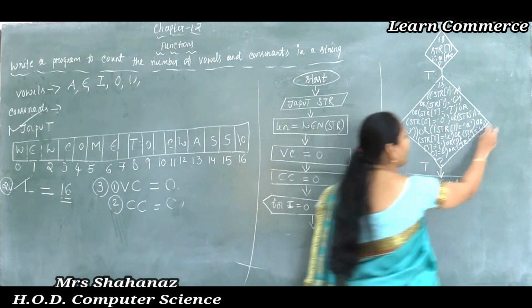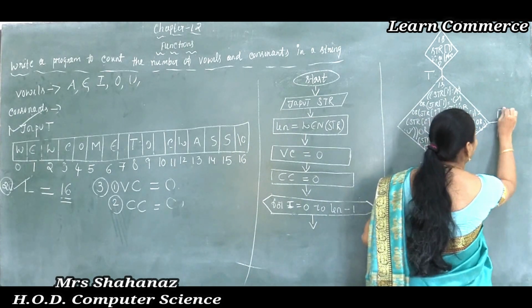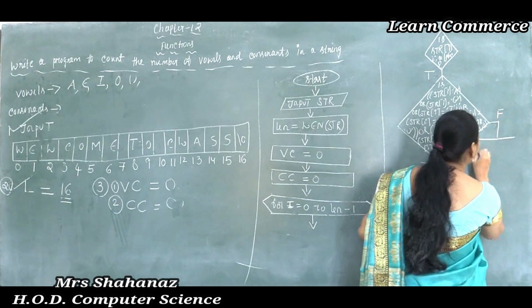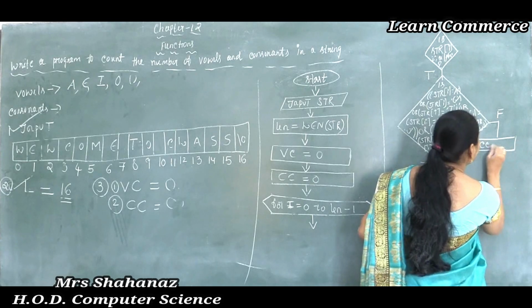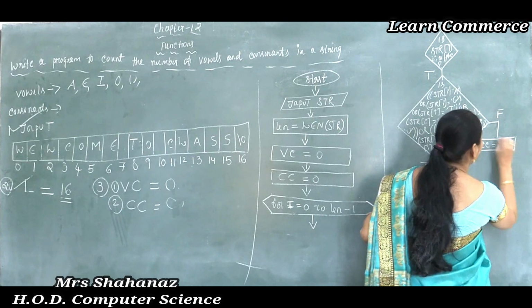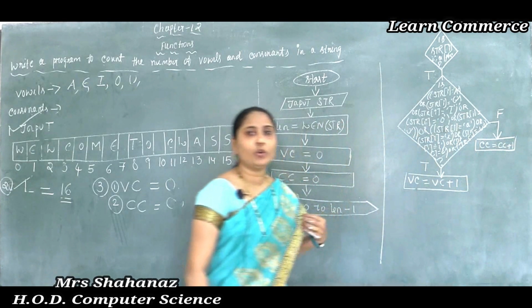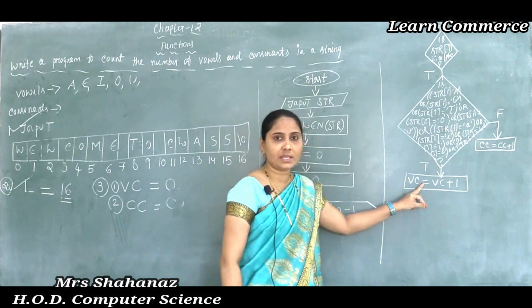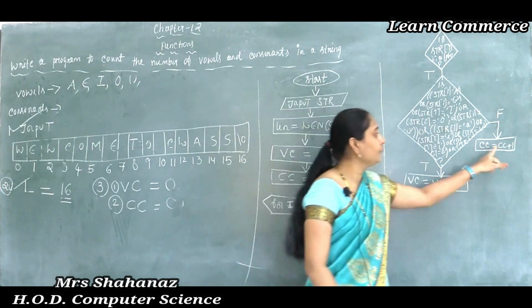If it does not match, that means the condition is false, then CC is equal to CC plus 1. As we know, the W does not come under the VC, the W comes under the CC.